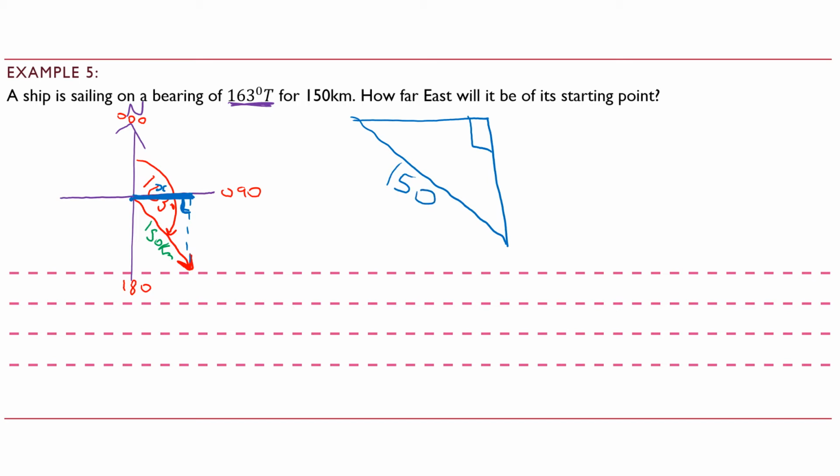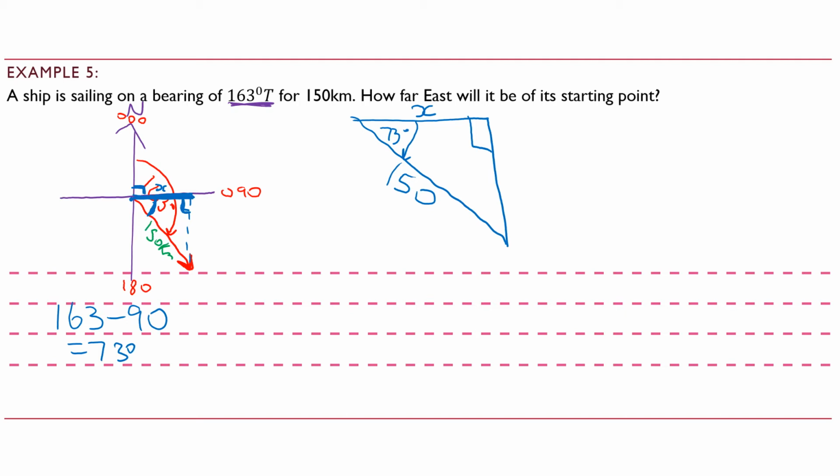Now we don't actually have any angles in our triangle. We've got that from north all the way around the line is 163. However, we only want the angle inside the triangle, the blue angle. So I know that I've got 90 degrees up here. If I do 163 take away 90, I'm left with 73 degrees, and that is the angle inside my triangle. I'm trying to figure out how far east it is, how far it's moved across east, which is our x up here.